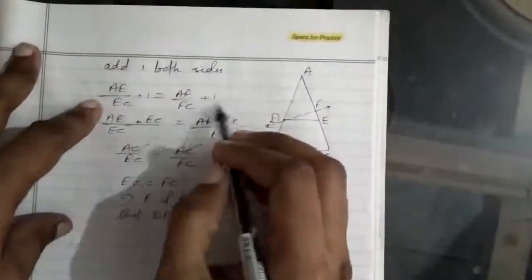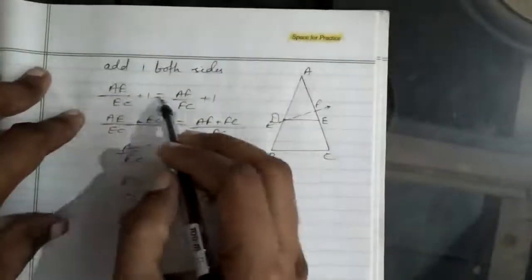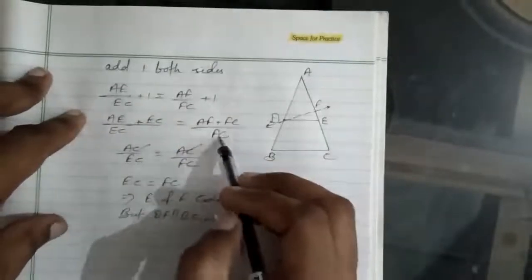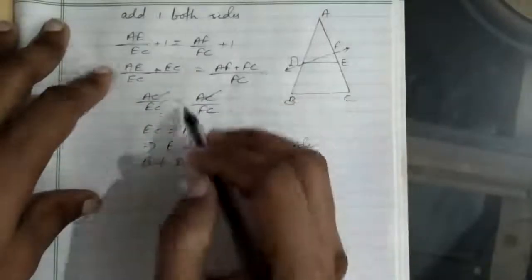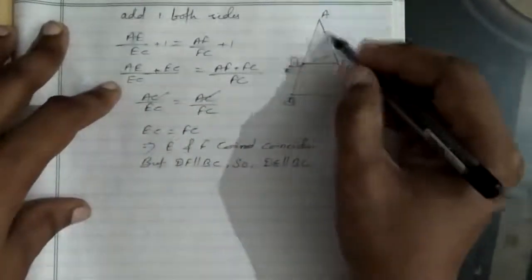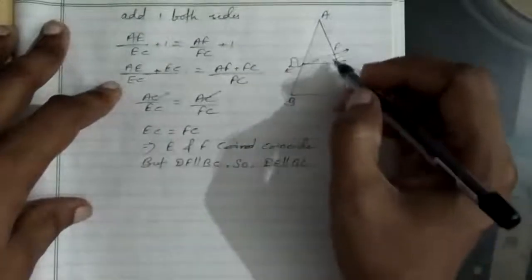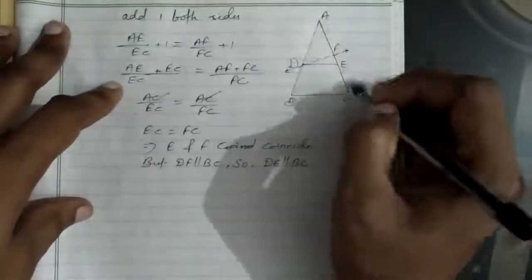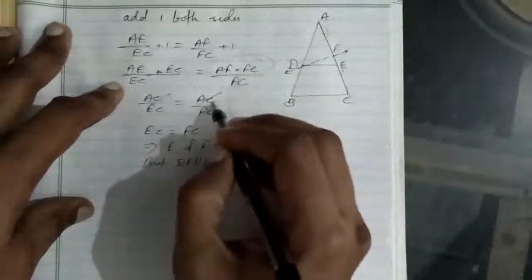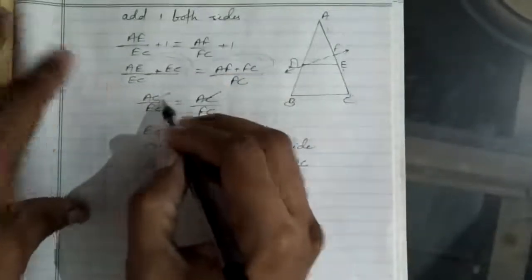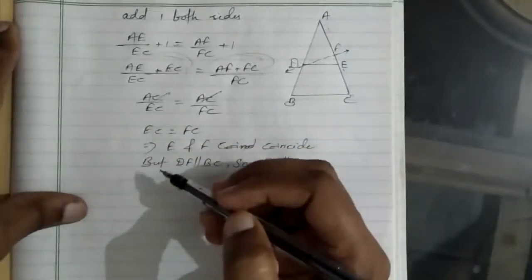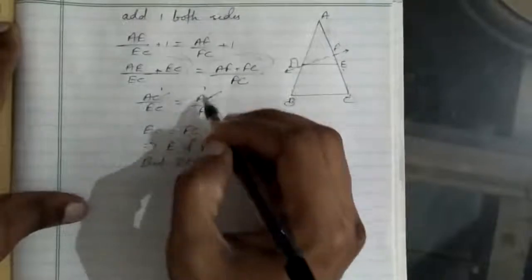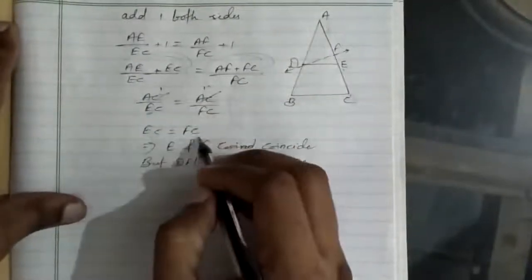If you add 1 to both sides of the equation, then what do you get? AE plus EC upon EC equal to AF plus FC upon FC. This you will get. AE plus EC is what? AC, and AF plus FC, that is also AC. So in place of this also write AC, in place of this also write AC. And AC will cancel. What do you get? 1 upon EC equal to 1 upon FC. So when you do the cross multiplication, you will get EC equal to FC.